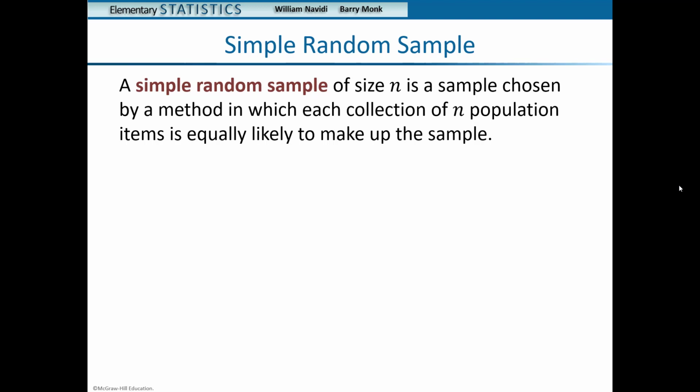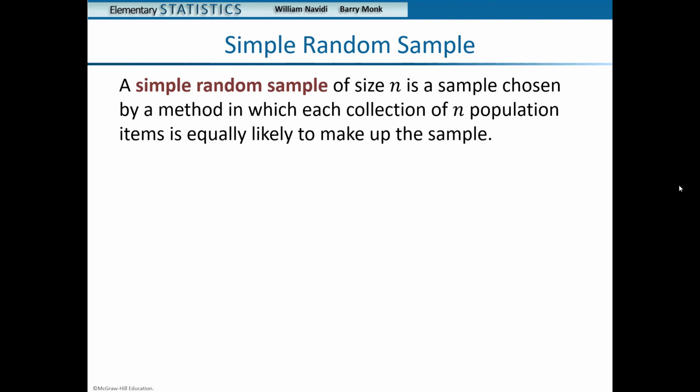Or another way of looking at this is we could say that if you have 10,000 tickets and there are only 5 winners, there are a lot of different ways that 5 tickets could be selected out of a pool of 10,000 tickets. And if a method is truly a simple random sampling method, then it means that every sample of size 5 is equally likely to make up the sample of the 5 winners.